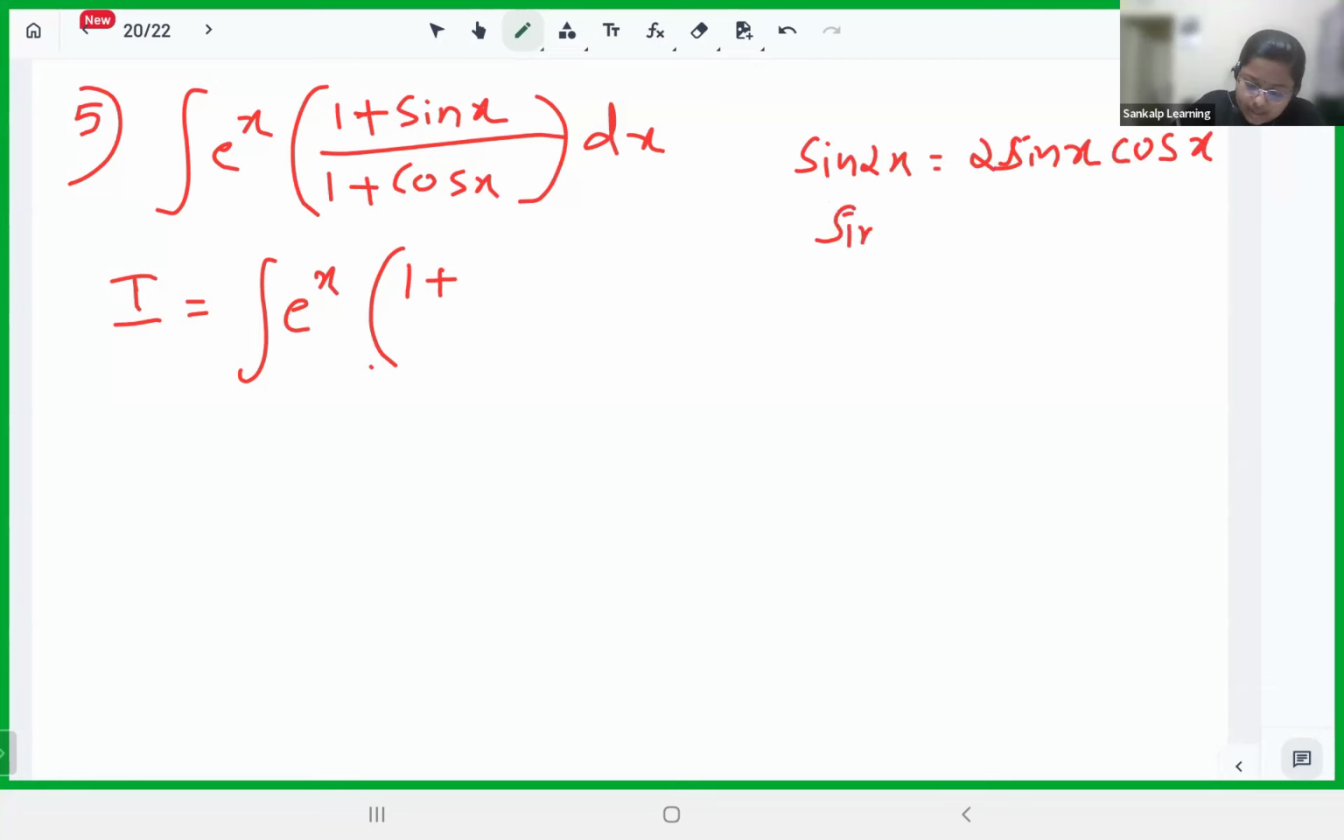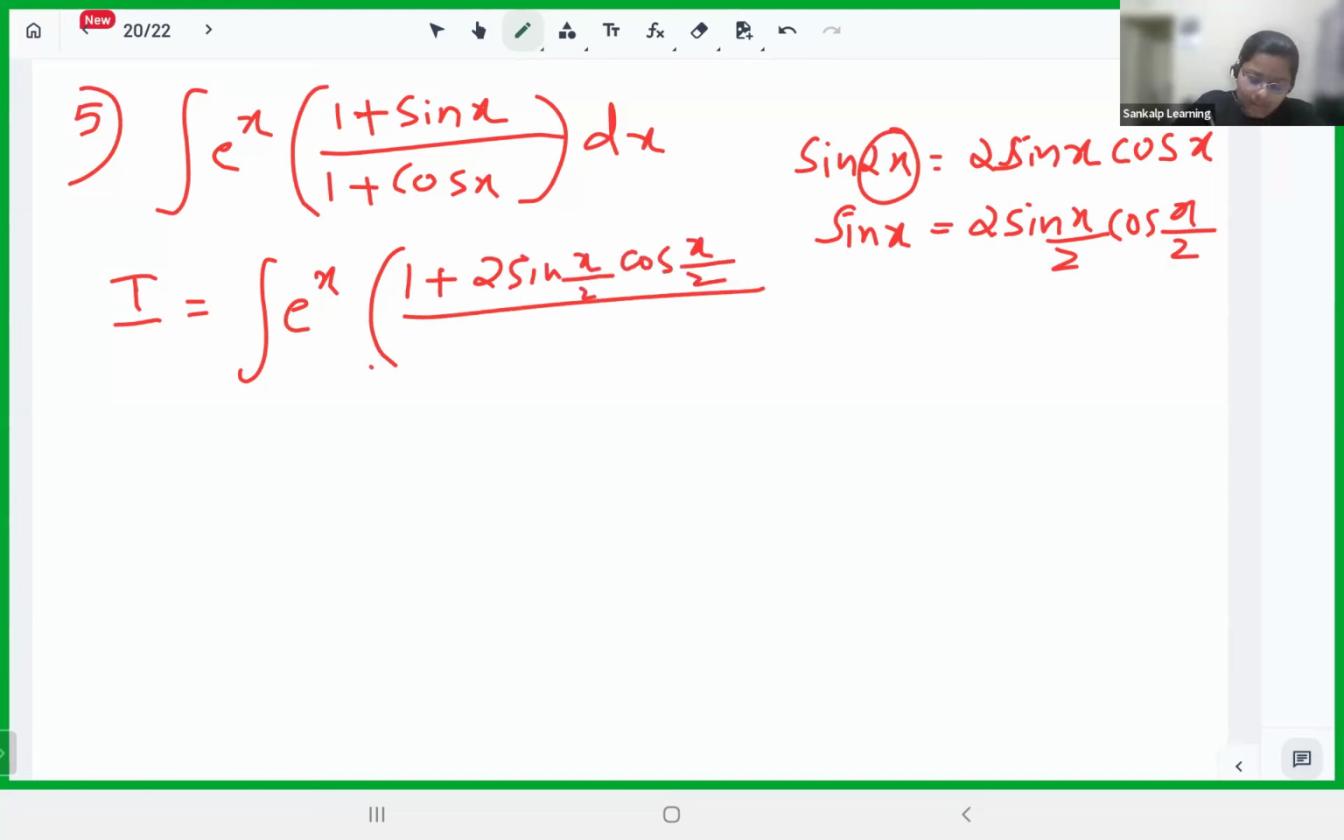So what is sin x? This is the half angle, half of 2x. So this one will be 2 sin x by 2 cos x by 2. So 1 plus 2 sin x by 2 cos x by 2 divided by 1 plus cos x. 1 plus cos x we can write as 2 cos square x by 2, since 1 plus cos 2x is 2 cos square x. So 1 plus cos x is 2 cos square x by 2, into dx. So we have applied trigonometric identities here. Now we can cancel this cos x by 2. I'm sorry, I'm really sorry.